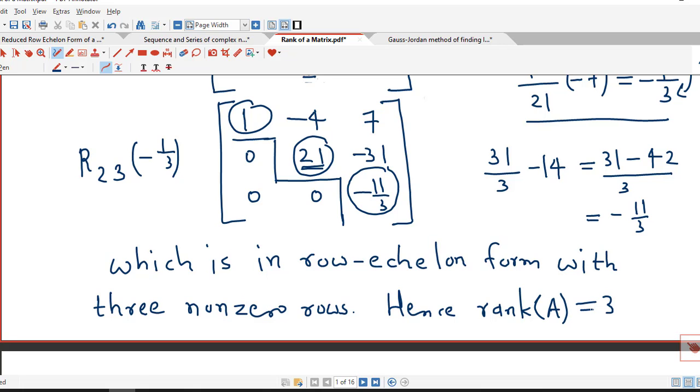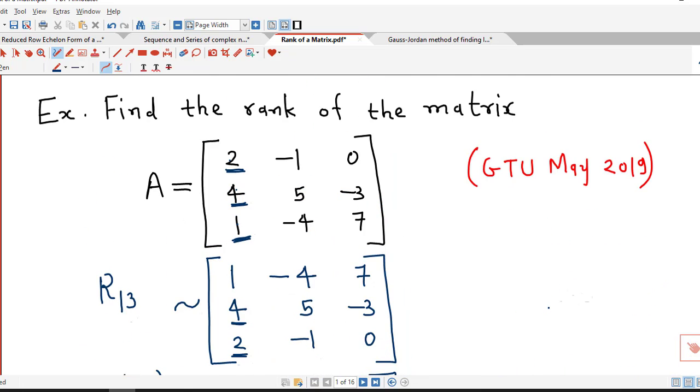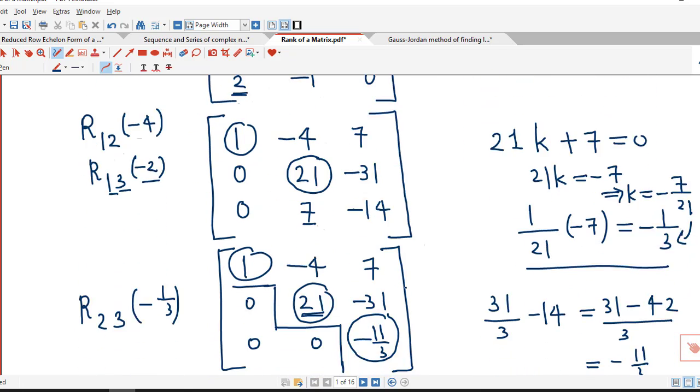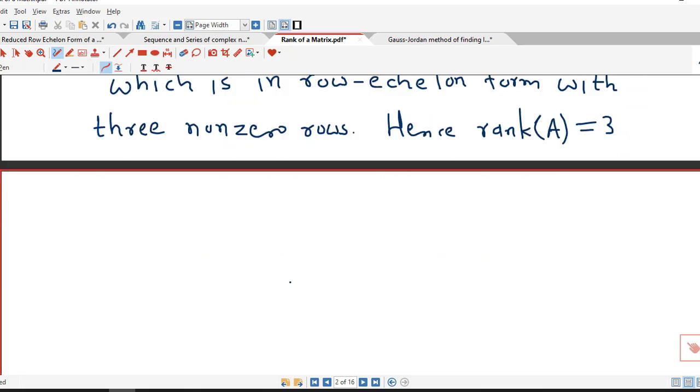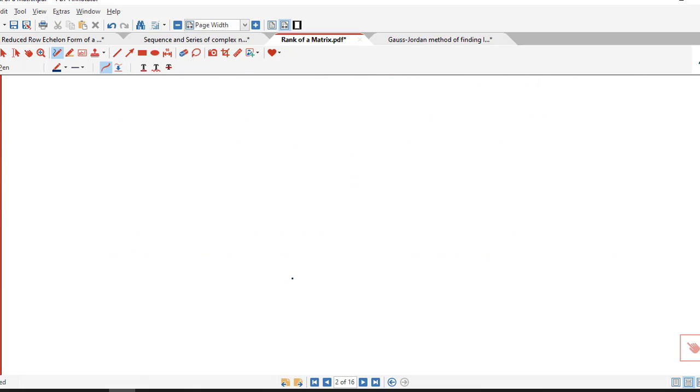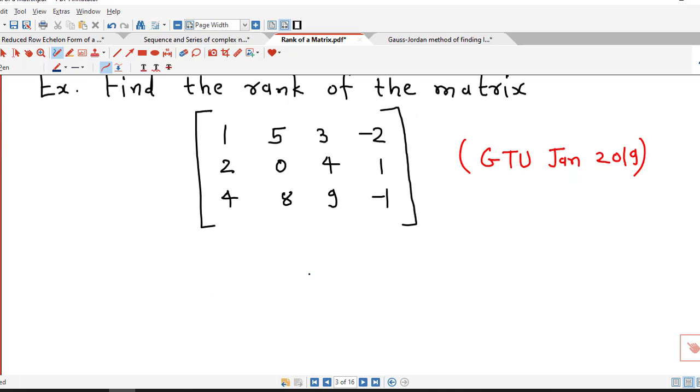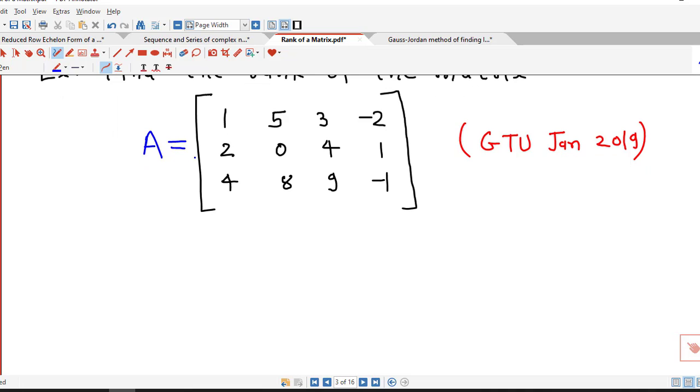So in this way it is not hard to find out the rank of a given matrix. We must know how to convert a given matrix into row echelon form, and then we should count the number of non-zero rows in the row echelon form. We can consider one more example. Find the rank of the given matrix. So suppose the given matrix is denoted by capital A.